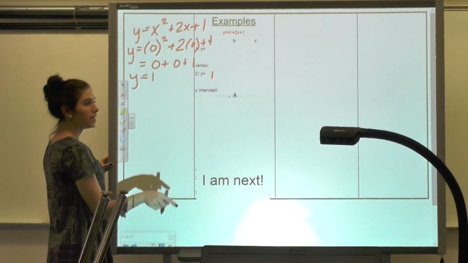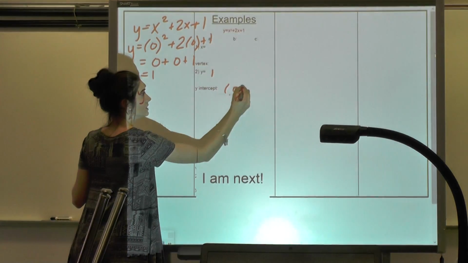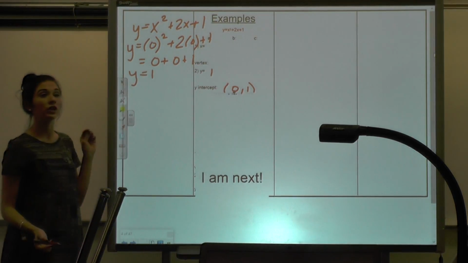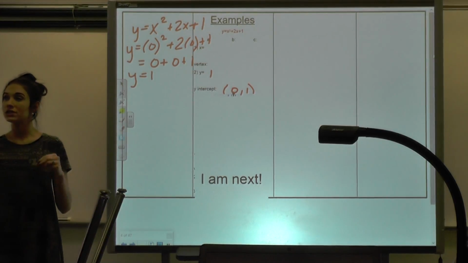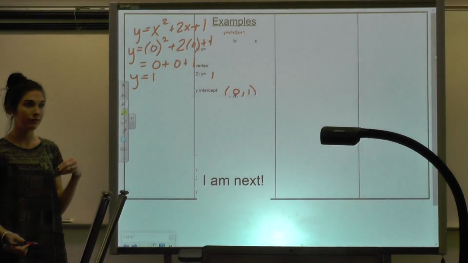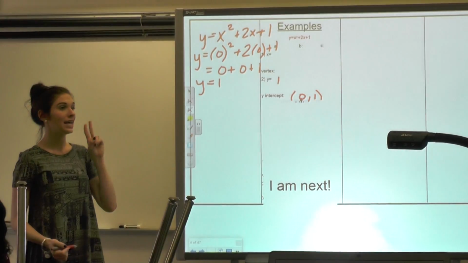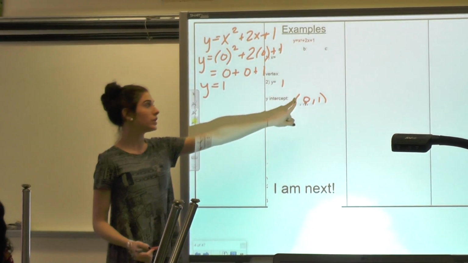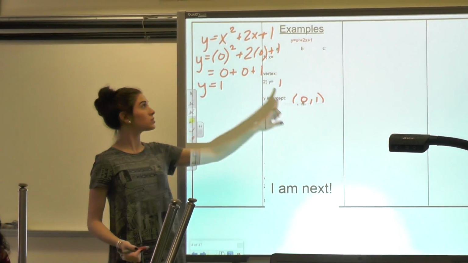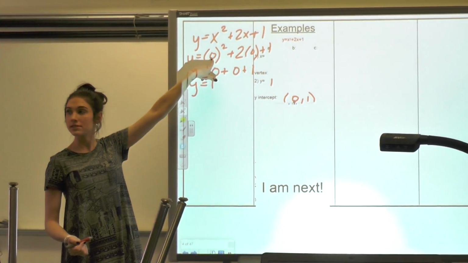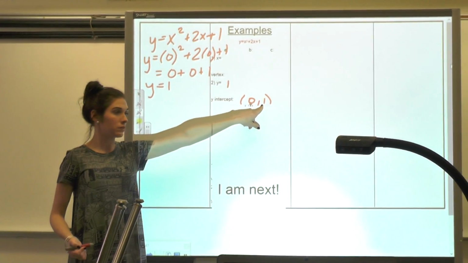And what does your y-intercept equal? 0, 1. Where did that come from? Your y-intercept is a point on the graph, so you need an x and a y value. How do we know that my x was 0? Because we plugged in 0 for x. And then you got your y was 1.